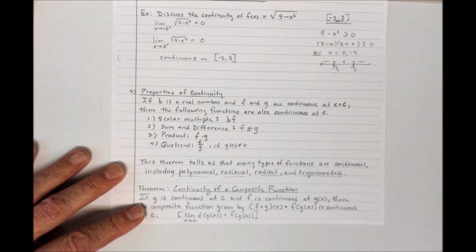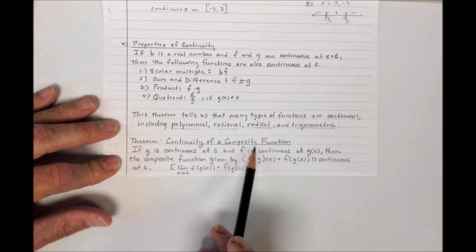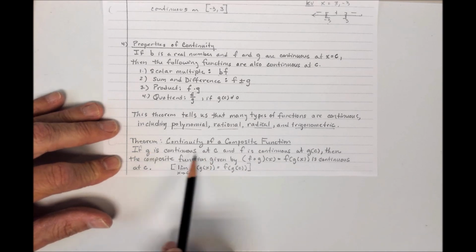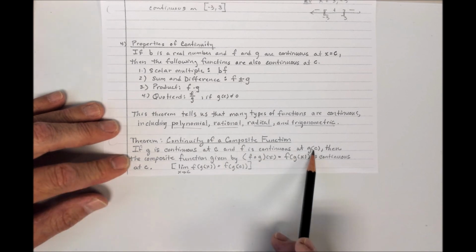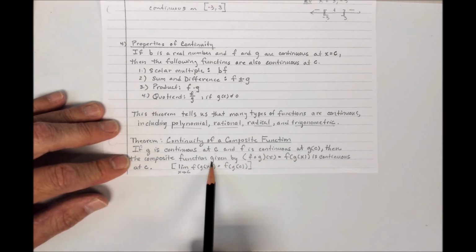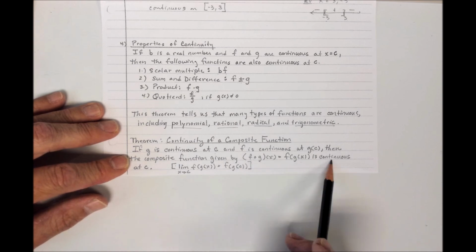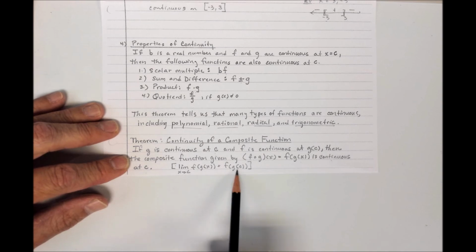Now if you have a composite function, it's like we were talking a little bit before about evaluating limits of composite functions. We can use that definition to help us with this theorem. If g is a continuous function at c and f is continuous at g(c), then the composite function given by f circle g of x, which of course is f(g(x)), is continuous at x equals c. So that's saying that the limit as x approaches c of f(g(x)) is equal to f(g(c)). And that again comes from the last section.